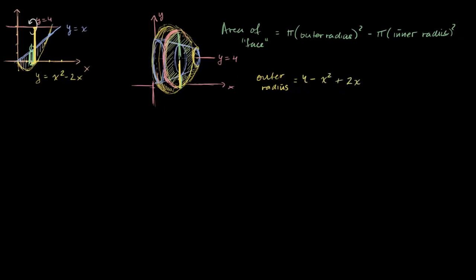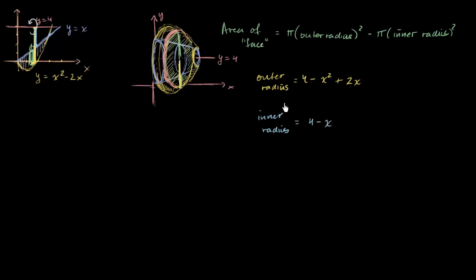Now, what is the inner radius? Well, that's just going to be this distance between y equals 4 and y equals x. So it's just going to be 4 minus x.